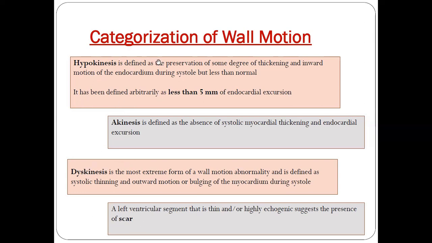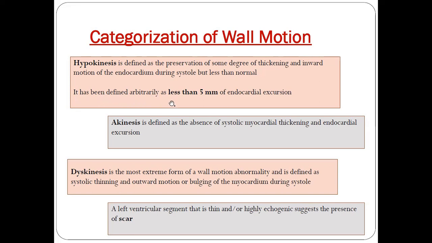Hypokinesia is defined as preservation of some degree of thickening and inward motion of the endocardium during systole, but less than normal. The name itself denotes decreased movement. Whenever the heart contracts during systole, the muscle gets thickened, and there is inward motion of the myocardium. If some degree of that is preserved, it is called hypokinesia.